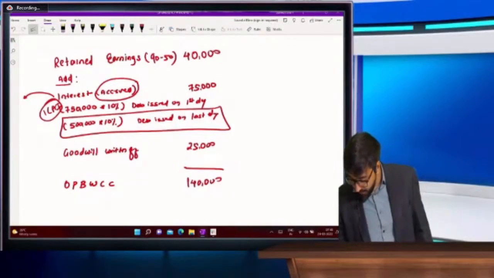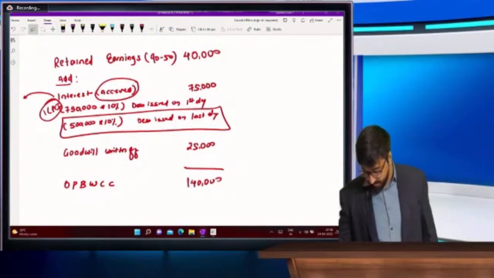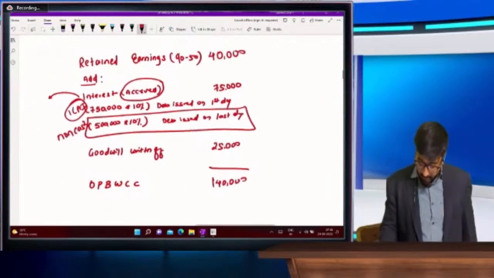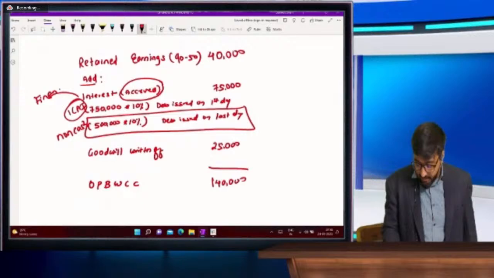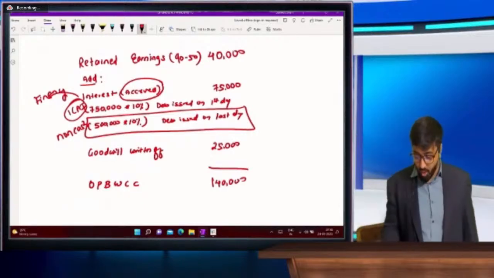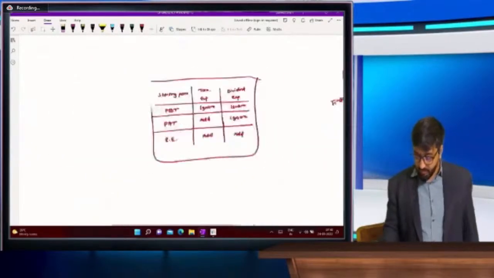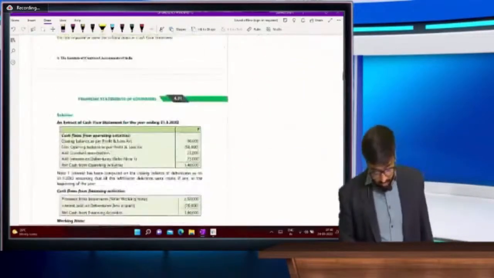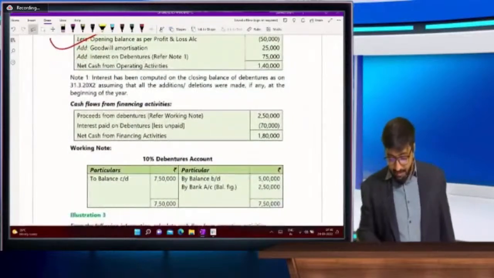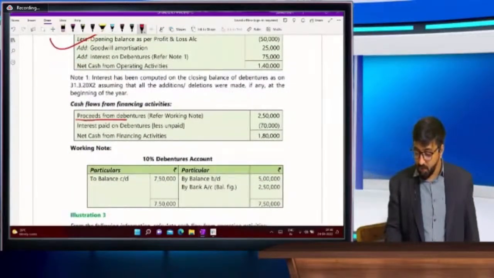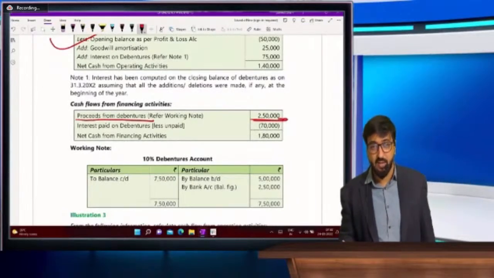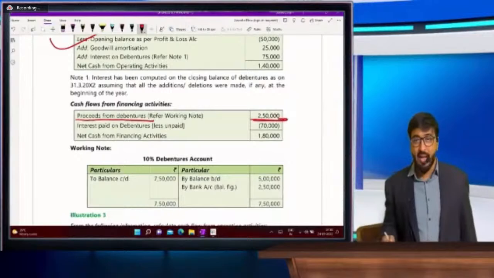हाँ, गुडविल सर. गुडविल इज नॉन कैश सर. गुडविल का रीजन है नॉन कैश एंड दिस इज फाइनेंसिंग. इंटरेस्ट का रीजन है फाइनेंस का आइटम है. गुडविल का रीजन है नॉन कैश है. यस. सो एक्सट्रैक्ट में यू गॉट दिस कॉन्सेप्ट एंड फाइनेंसिंग एक्टिविटी में प्रोसीड्स फॉर डिबेंचर्स 2,50,000 on very first day. And interest paid.